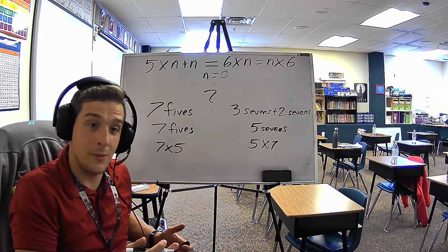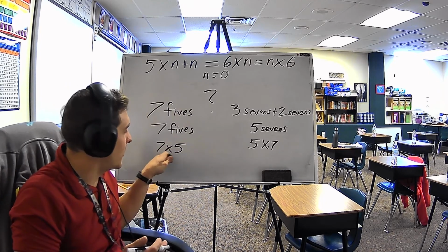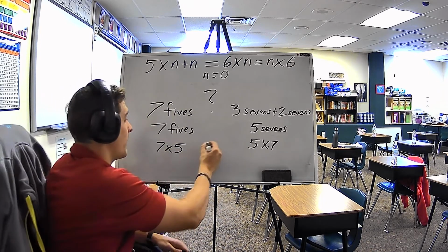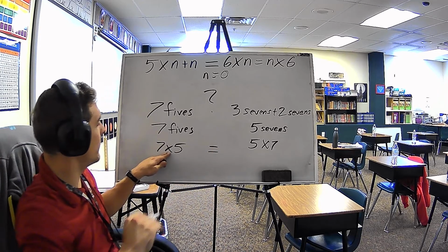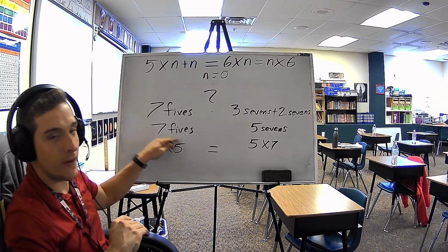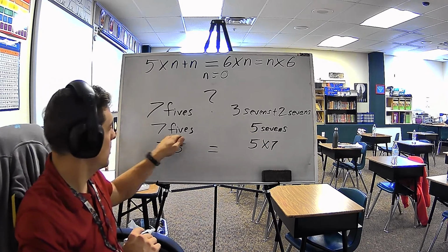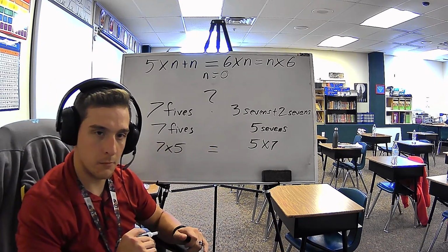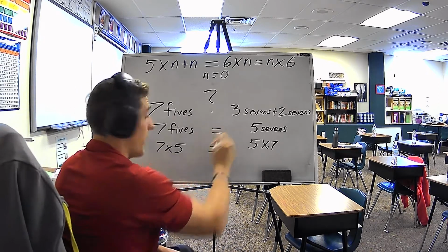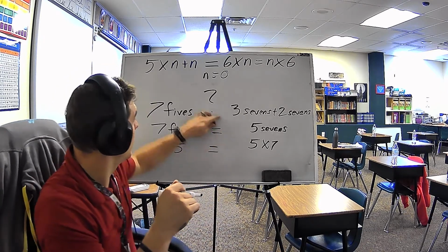What do we know about the commutative property? 7 times 5 is equal to 5 times 7. Well, 7 times 5 is just another way of writing 7 5s. And 5 times 7 is just another way of writing 5 7s. So are those two equal to each other? Yes. And we can take it a step further.